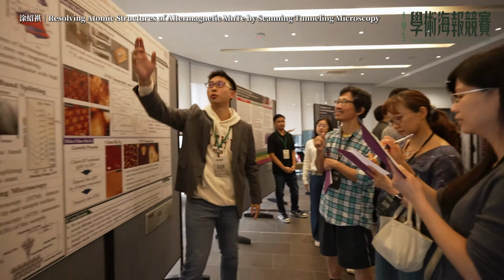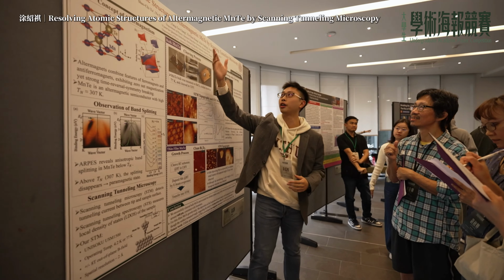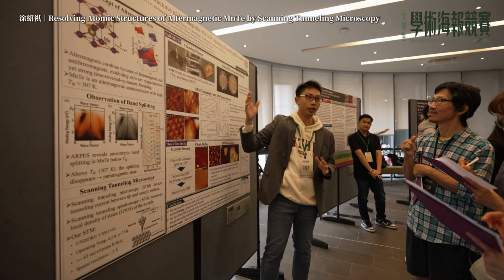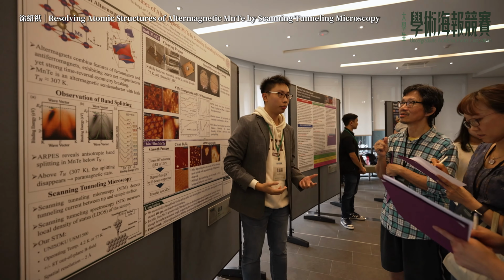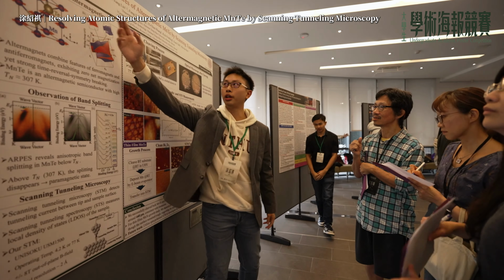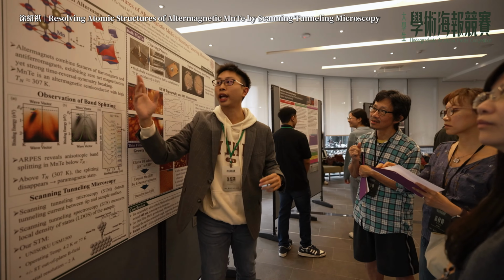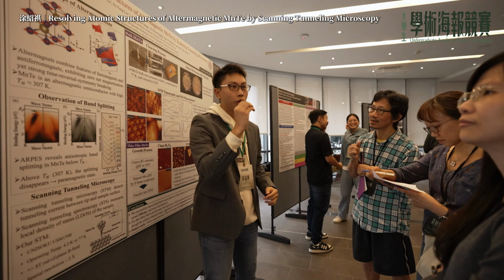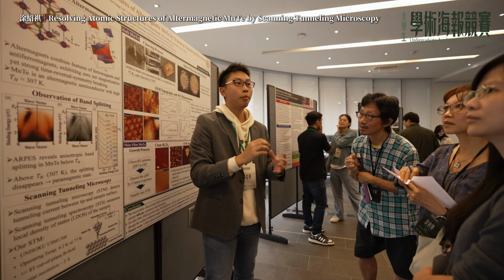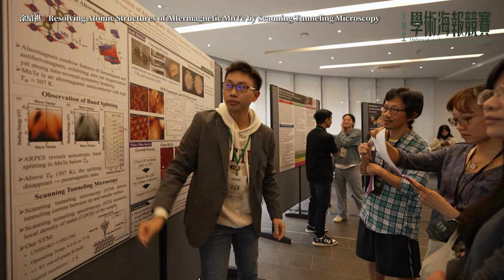This is our work on resolving atomic structures of altermagnetic material NiTe by scanning tunneling microscopy. So, what is an altermagnet? It combines the features of a ferromagnet and an anti-ferromagnet. Zero net magnetization, but giant band splitting.